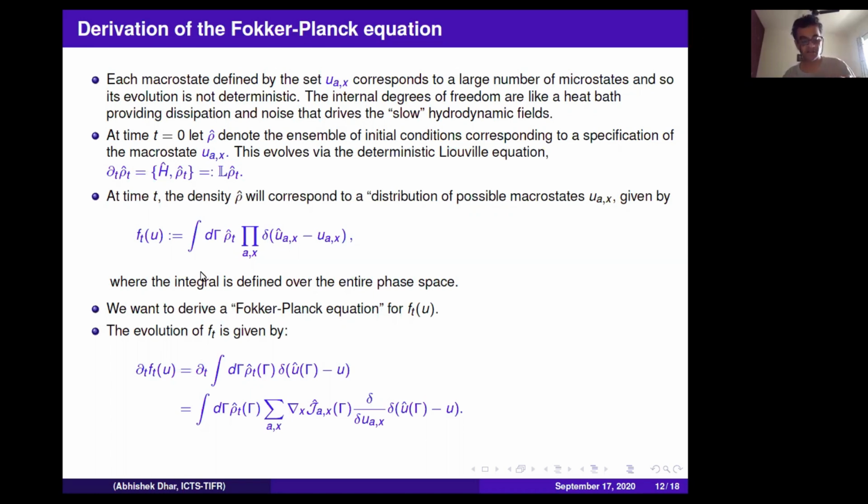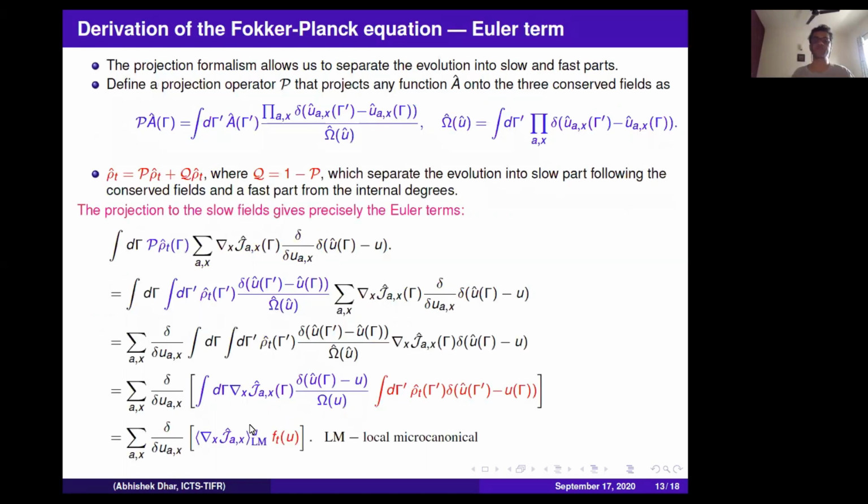Given a microstate described by rho hat, I define a distribution f and I ask how the distribution evolves, and I get a structure like this. Okay, now this rho hat, I want to break it up into a slow part and a fast part, corresponding to the conserved and non-conserved parts. And here the projector operator formalism is kind of useful. Basically, I define an operator P, which, acting on any function of phase space variables, projects it to the three conserved fields.